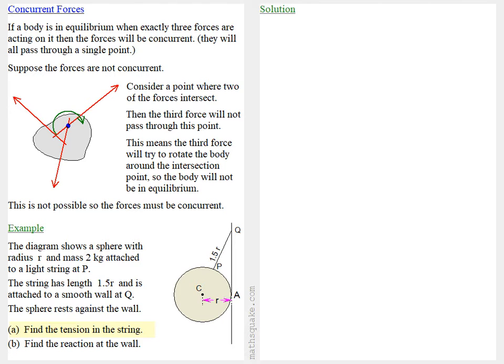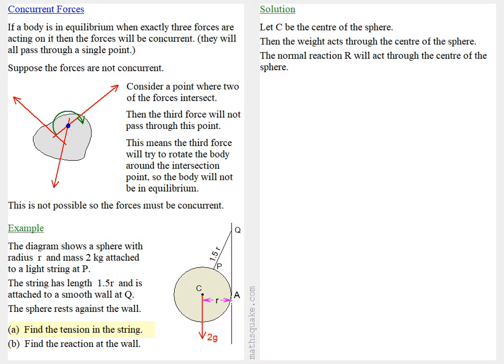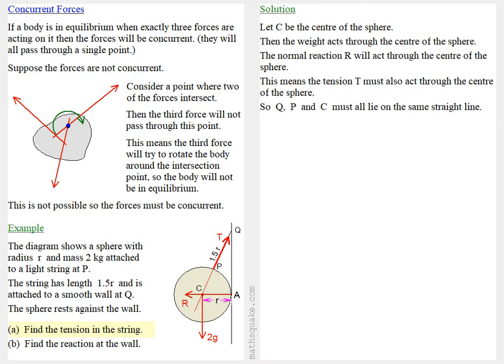Well, to solve this, let C be the centre of the sphere. Then the weight, 2g, acts through the centre of the sphere. The normal reaction R will act through the centre of the sphere as well. This means the tension T must also act through the centre of the sphere, because three forces in equilibrium must be concurrent. So Q, P and C must all lie on the same straight line.